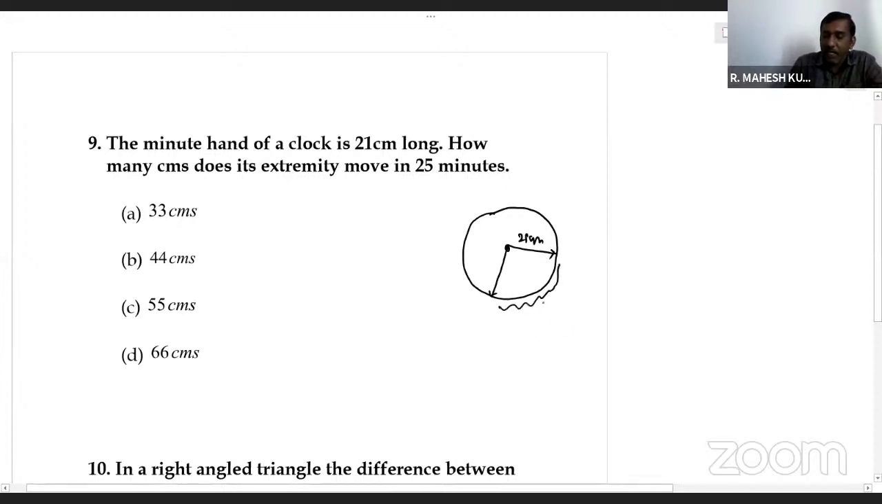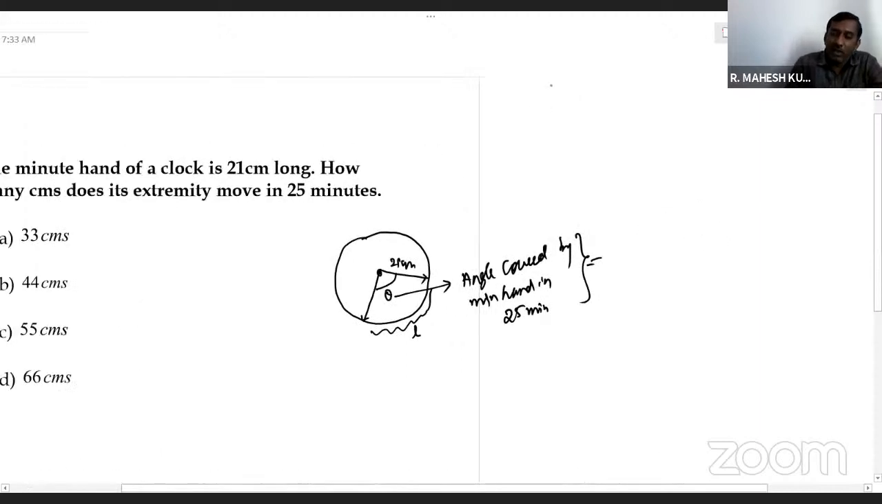So this is your L. Let us assume that this is theta, this is the angle covered by the minute hand in how many minutes of time, 25 minutes. So you should look at the previous results. So angle covered by minute hand in 60 minutes. By minute hand in 60 minutes, in 1 hour it is going to cover 360 degrees.